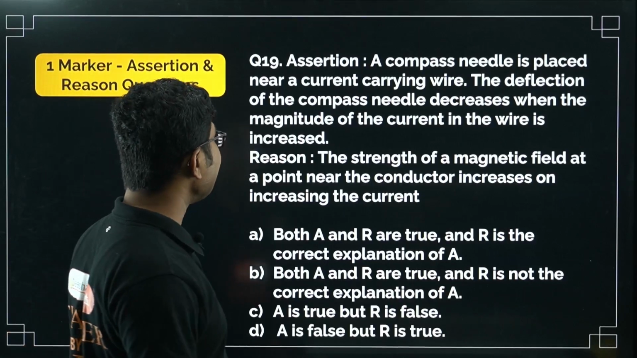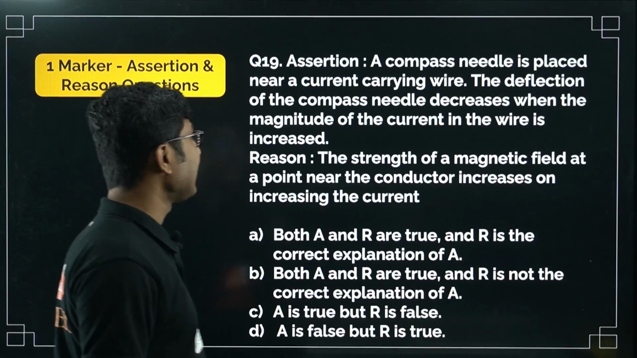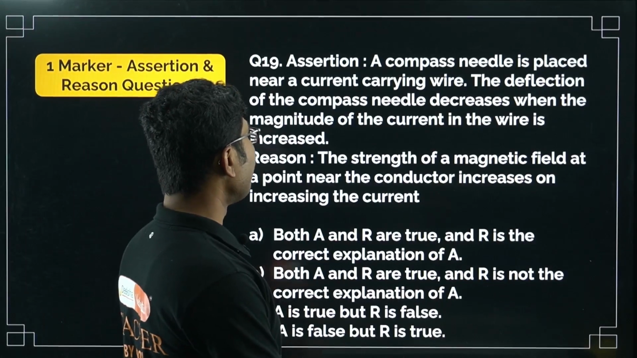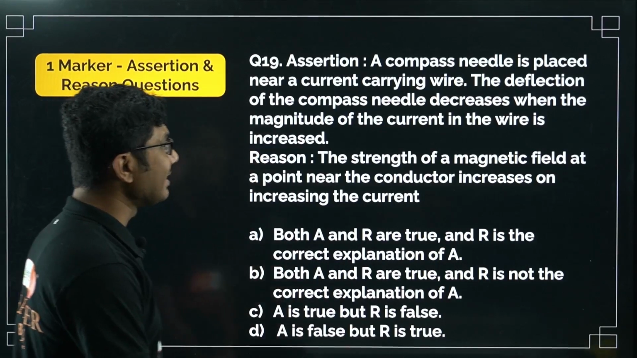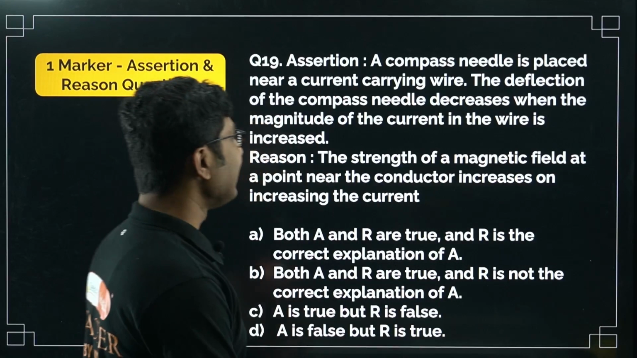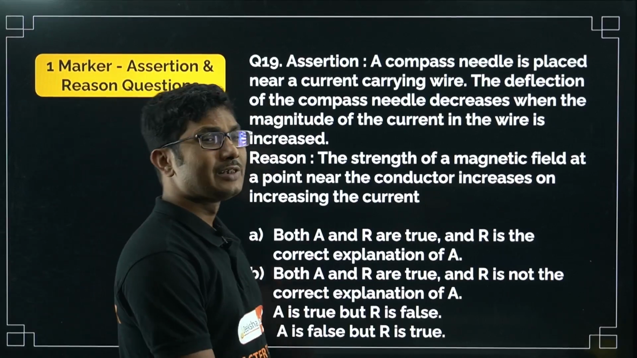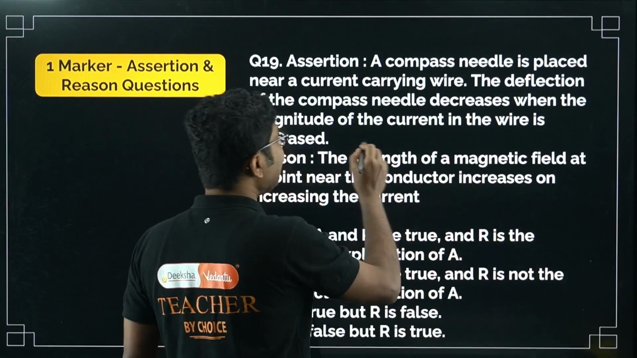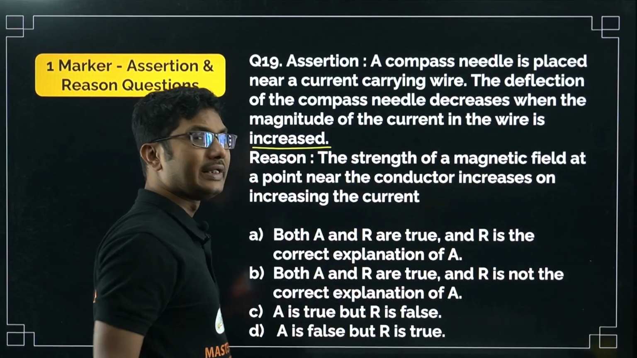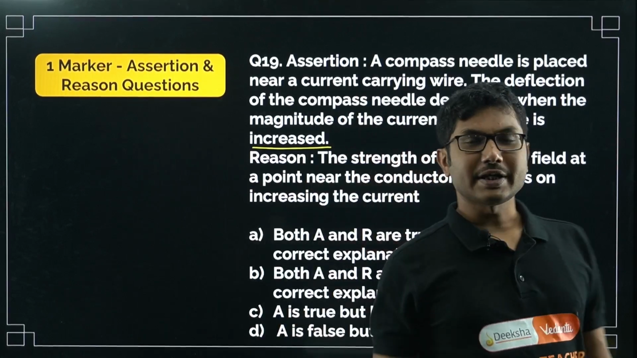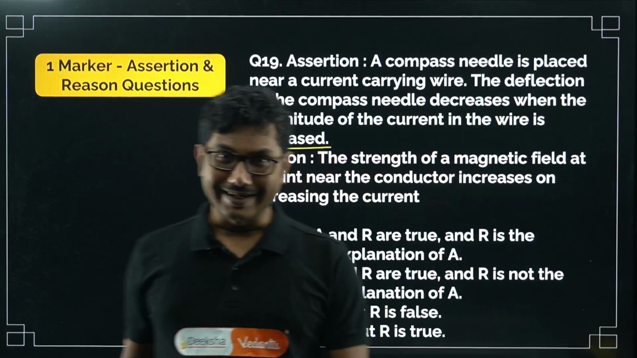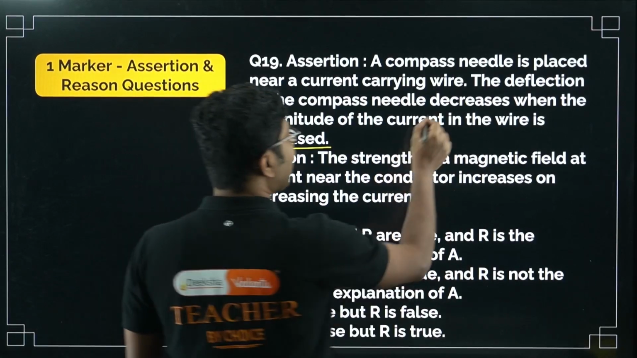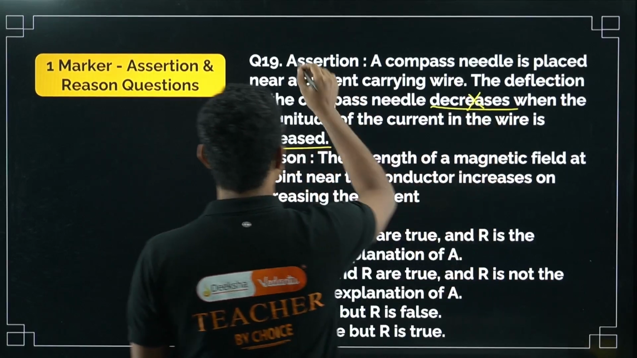Now question number 19, it is an assertion and reason based question. What is the assertion? A compass needle is placed near a current carrying wire. The deflection of the compass needle decreases when the magnitude of the current in the wire is increased. Very important thing: when the compass needle is placed near a current carrying wire, it will deflect. And if the current in the wire increases, the deflection will increase, because the relationship between deflection and current is directly proportional. So if current increases, deflection will definitely increase. But here they have said the deflection decreases, so definitely this is a wrong statement, so the assertion is incorrect.